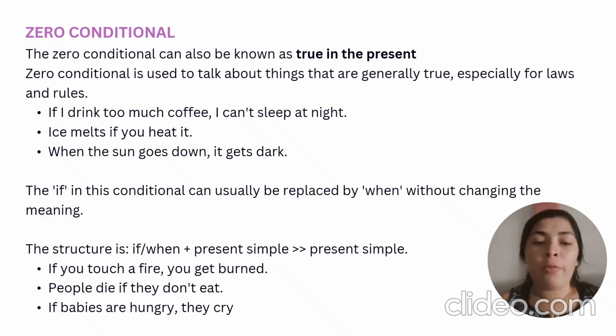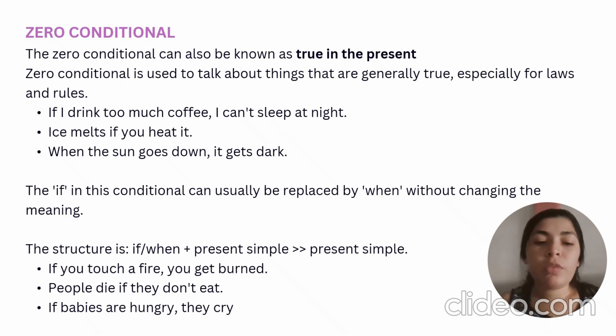For example, if I drink too much coffee, I can't sleep at night. Ice melts if it's heated. When the sun goes down, it gets dark. The if in the conditional can usually be replaced by when without changing the meaning. So sometimes we can use if or when. And the structure for the zero conditional is if or when, the present simple in the if clause, and in the result clause we use the present simple.